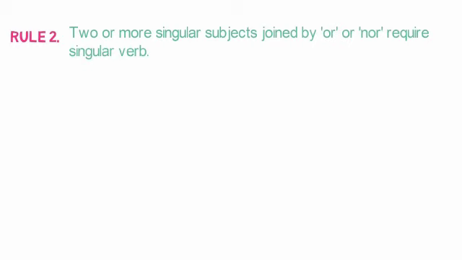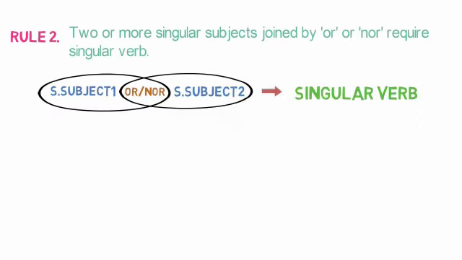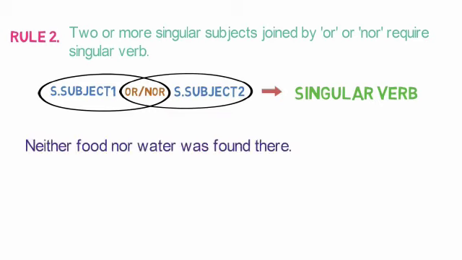Let's see this rule with a simple diagram. Here, singular subject 1 is joined by singular subject 2 and it's joined by or, nor. So it requires a singular verb. For example, neither food nor water was found there. Here, singular subjects food and water are joined by nor. So we use the singular verb was.